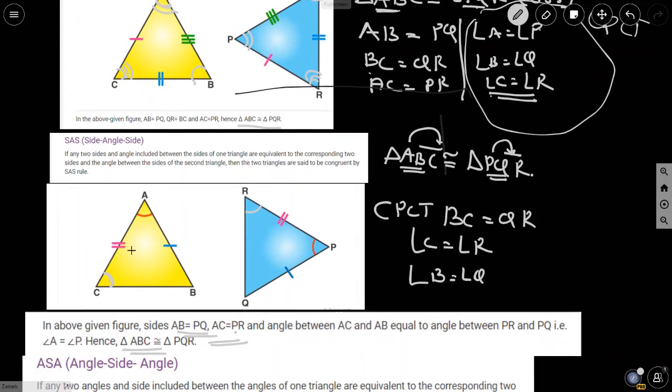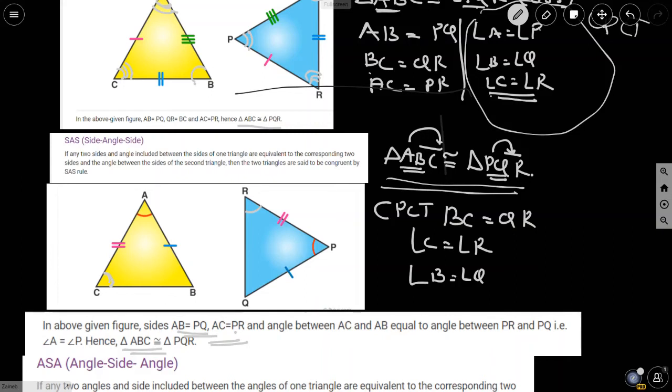SAS rule, you know the order. This is two line notation, AC equal to PR, AB is equal to PQ, and angle A, that means included angle. Two sides and included angle must be equal, then only we will get SAS. Then here we know it is congruent.